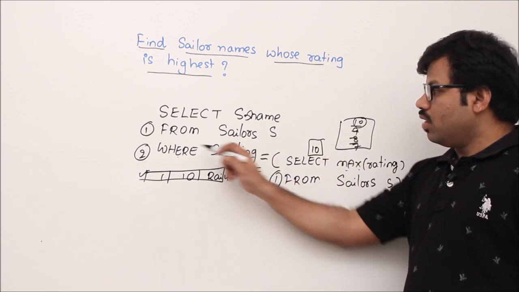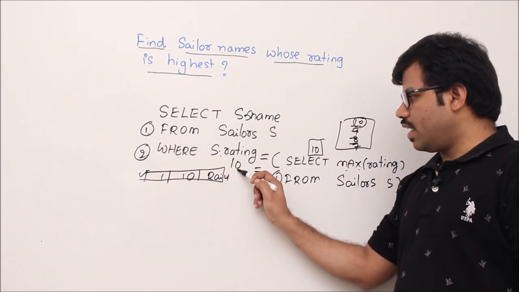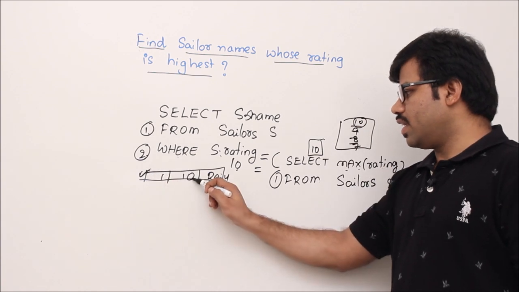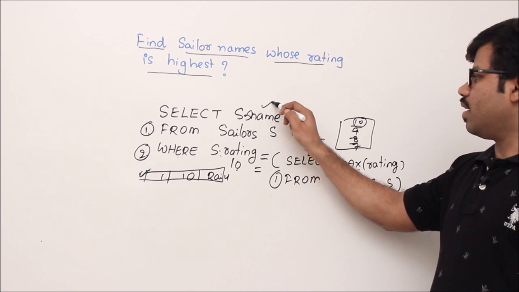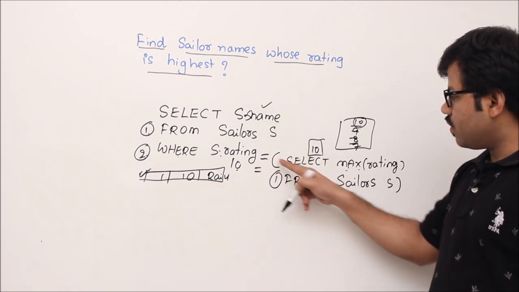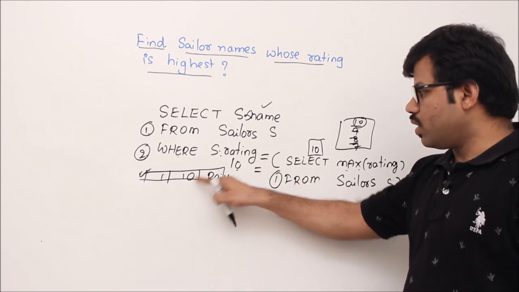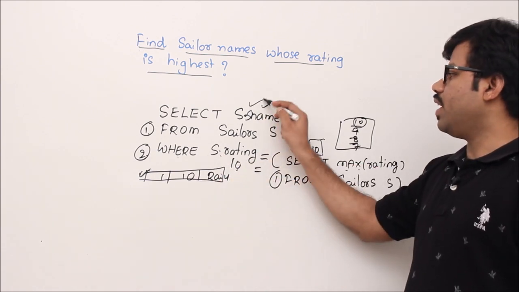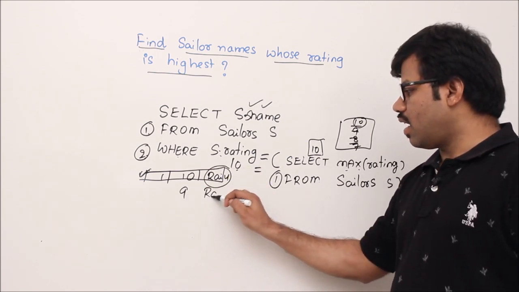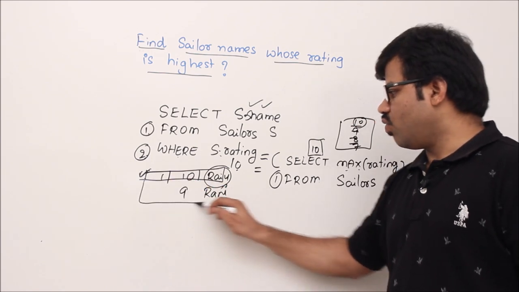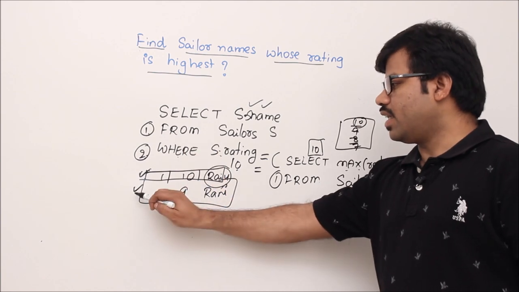Now we are at step number 2. In step number 2, where s dot rating for our particular tuple is 10, is 10 equal to 10? True. Then print s dot sname. So whenever our particular tuple's rating matches with the highest rating that we are computing here, then we print the name, so Raju will be printed. For example, there is another sailor Rani. Rani's rating is 9. What happens, we'll see. Then we evaluate this query for the second tuple also.